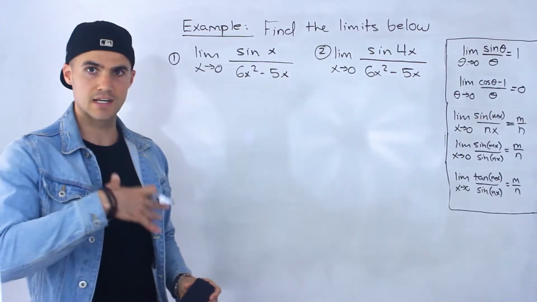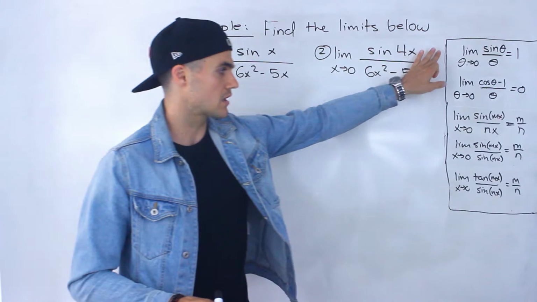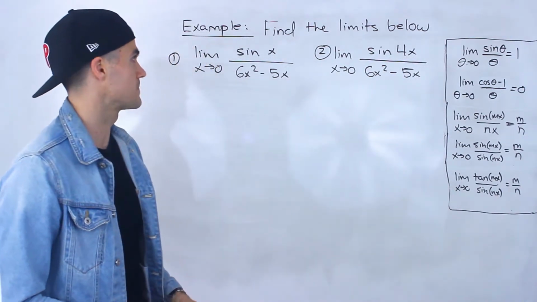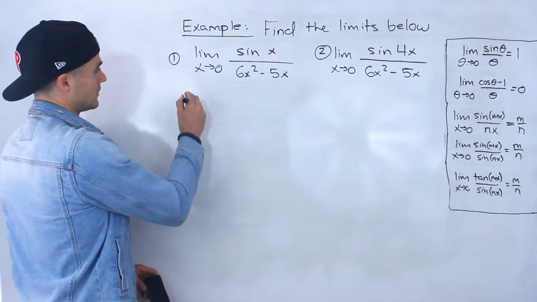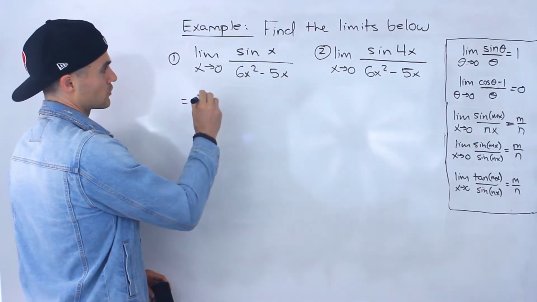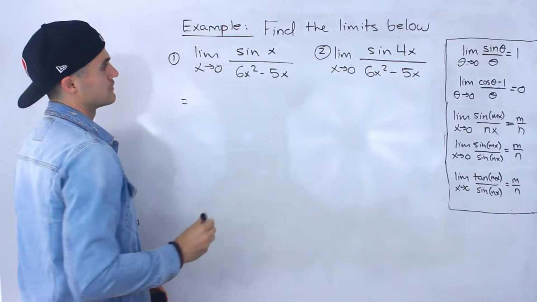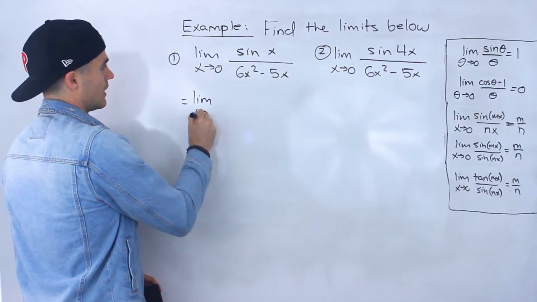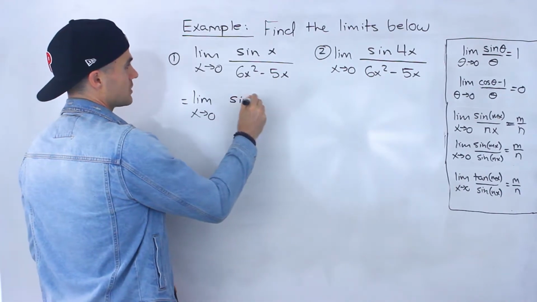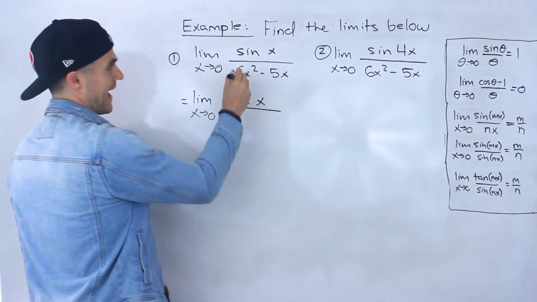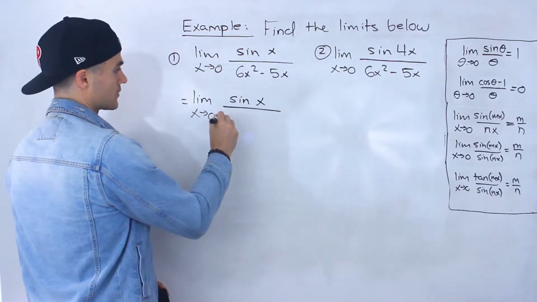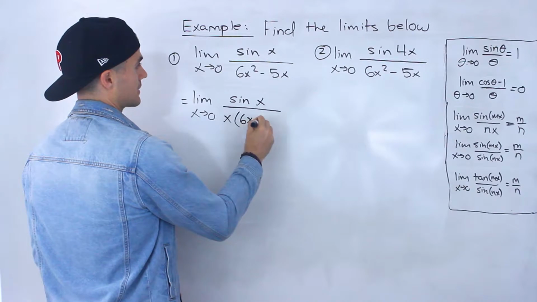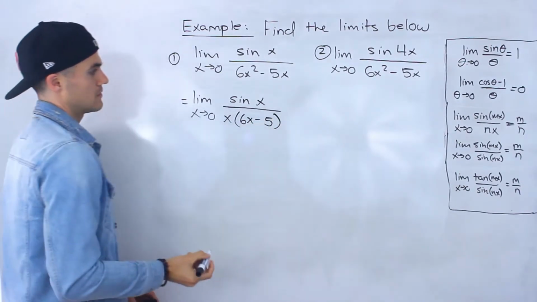And as I did in the previous videos, I'm going to be using these results here to help me out in the process. Starting with number one, we've got the limit as x approaches 0 of sine x over 6x squared minus 5x. What we can do here is factor out an x in the denominator. If we factor out an x, we'd be left with 6x minus 5 in brackets like that.